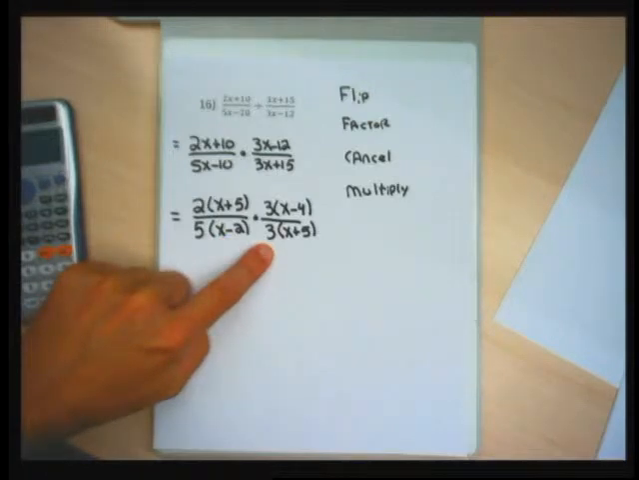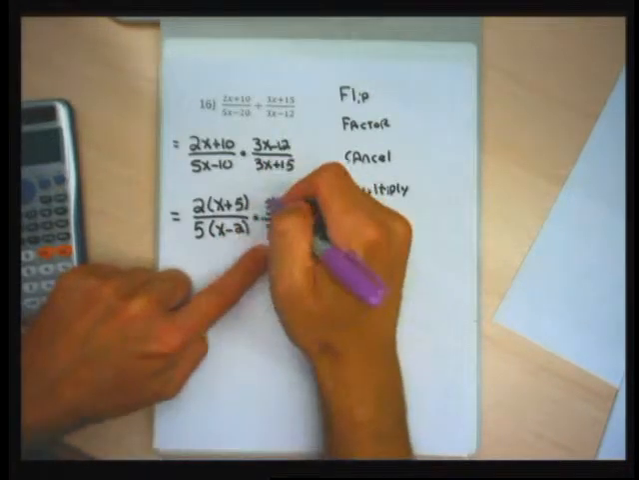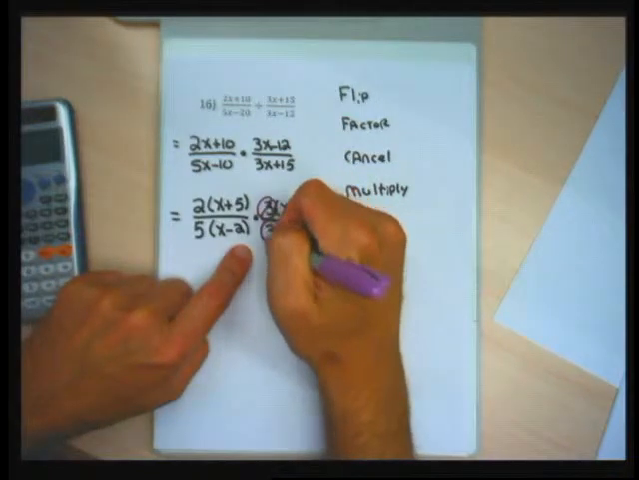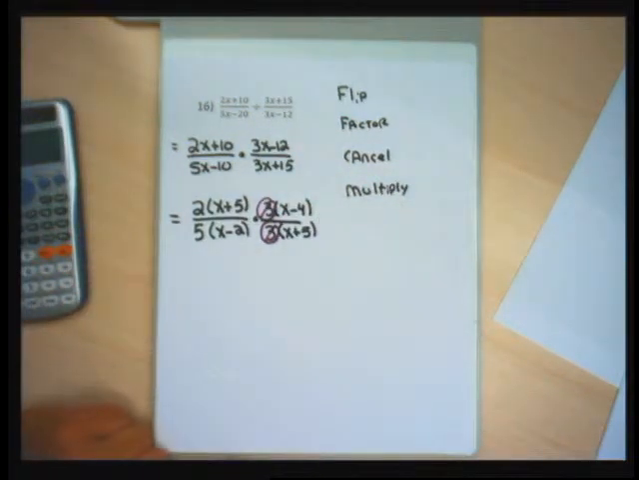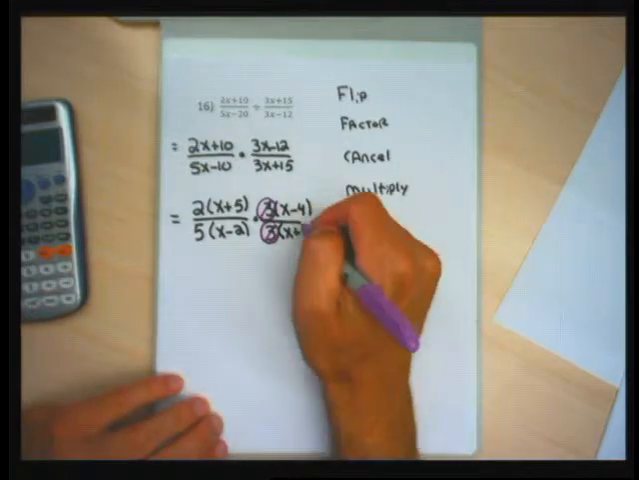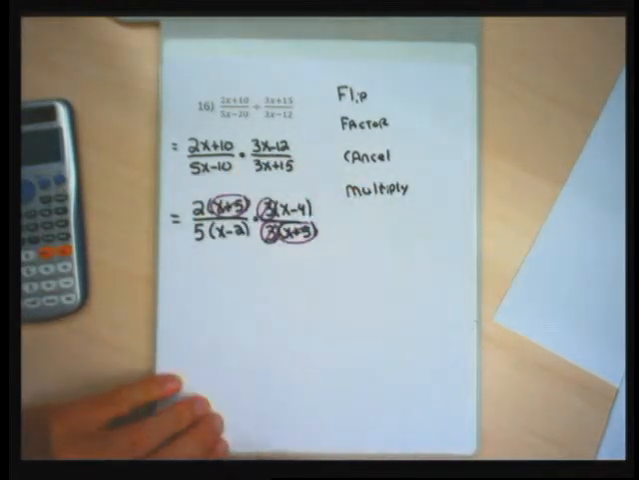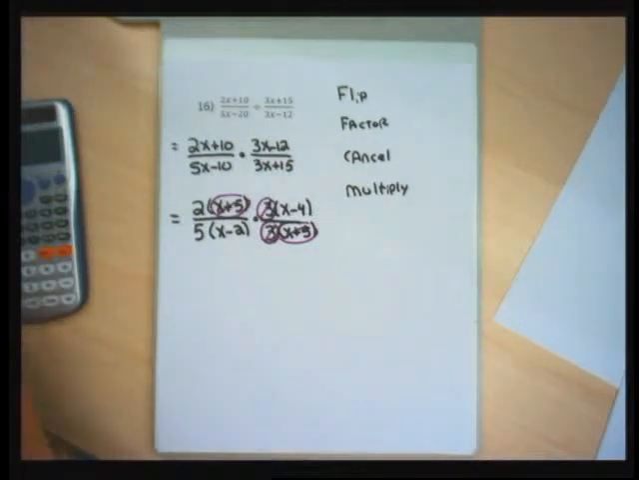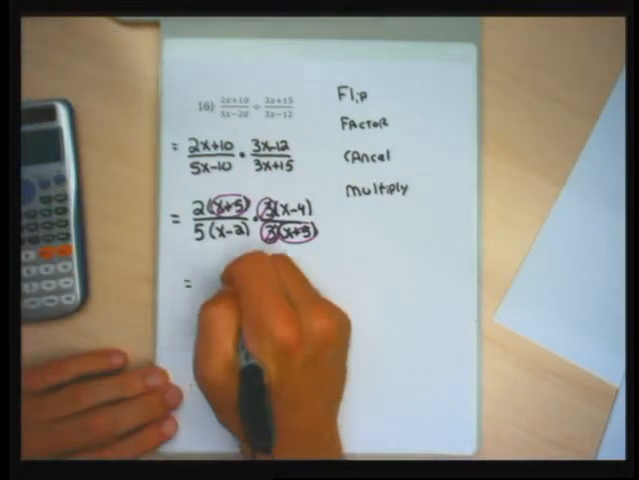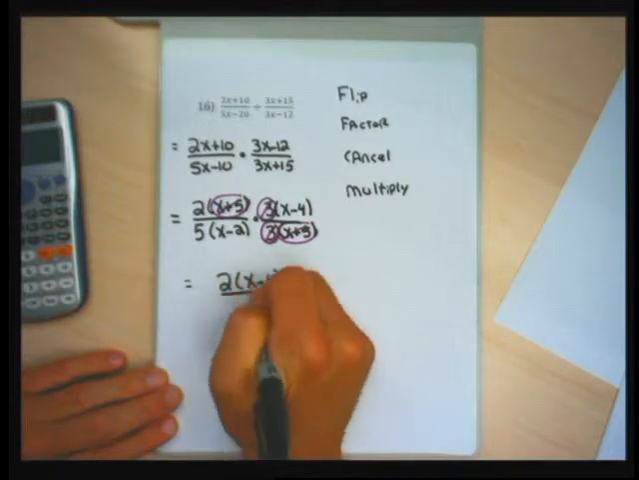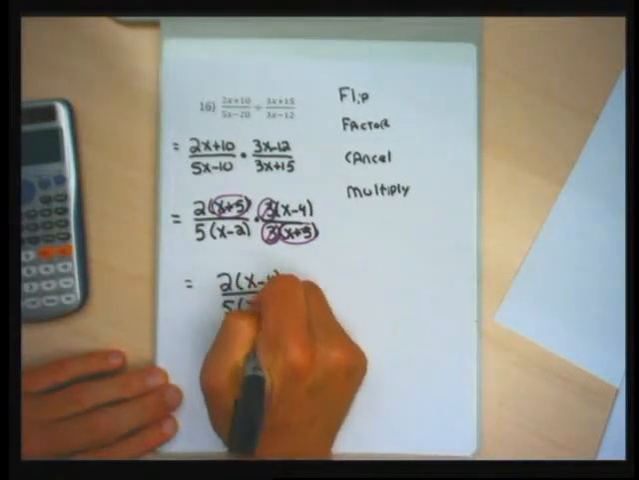A single 3 in front of a parentheses will cancel with a number in front of a parentheses. I'm going to go ahead and cancel these. Even though they're in the same fraction, it's okay. You can cancel between fractions or within the same fraction as long as you're doing a numerator to a denominator. And then x plus 5 will cancel with an x plus 5 as well. After all the canceling I can do, what I have left in the numerator is a 2 and an x minus 4. And in the denominator I have a 5 and an x minus 2.